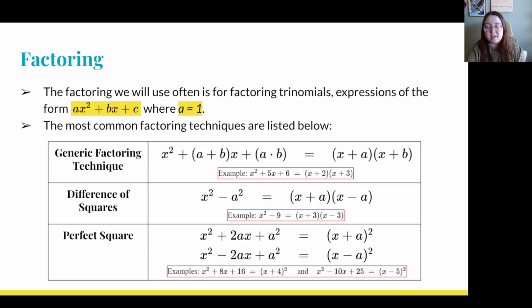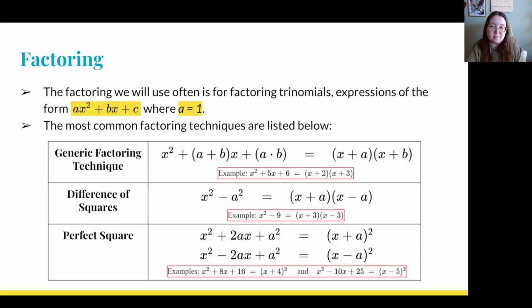Then we lastly have the perfect square. So the perfect square is x squared plus 2 times a times x plus a squared, and that equals x plus a squared. Then we also have x squared minus 2ax, so 2 times a times x, plus a squared is x minus a squared.